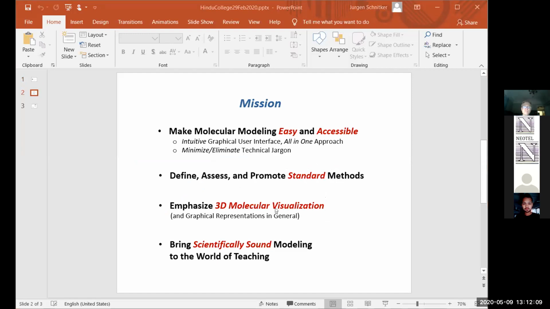3D visualization, this is the title of our workshop. It's sort of self-explanatory. Pictures replace 1,000 words. And finally, bring scientifically sound modeling to the world of teaching. A lot of modeling in the world of teaching is not that scientifically sound. It doesn't mean it's useless, and it often has its place, but it should be complemented by something based on real science, which Odyssey and Spartan accomplish.